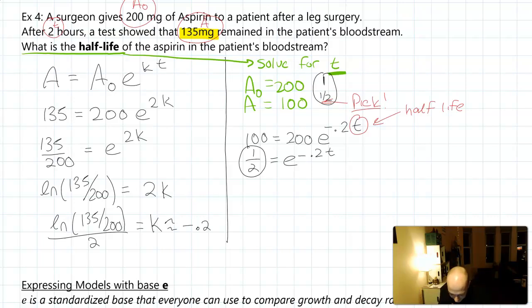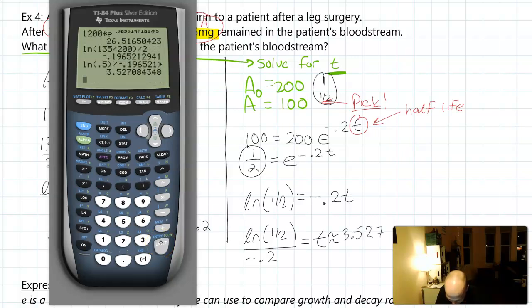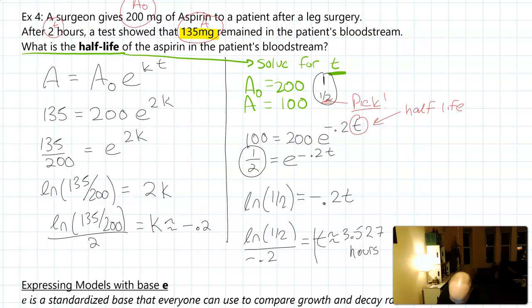But let's go to the 1/2, take natural log of both sides, so we get natural log 1/2 equals negative 0.2 t, and divide by negative 0.2. Go to the calculator. Let's see what we get. Again, I'm using the full value in the calculator. So that's about 3.57 hours. We are in hours, right? Yes. So the half-life of this substance is about 3.5 hours.